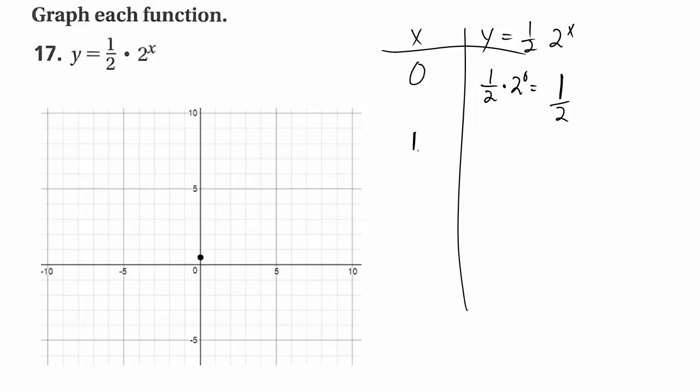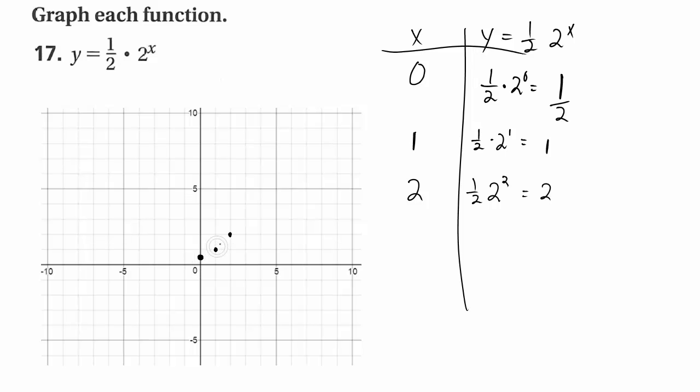Now, when x is 1, we get 1/2 times 2 to the first. That's 2 times 1/2, which gives you 1. So when x is 1, y is 1. And then you might think it's going to be a line. It will not be. This is an exponential function. Keep plotting a few more points. 1/2 times 2 to the second. Again, we're just replacing the x with whatever the x value we're given is. 2 squared is 4. 4 times 1/2 is 2. So when x is 2, the y is 2.